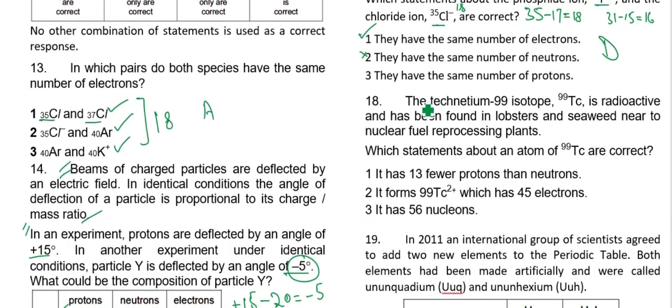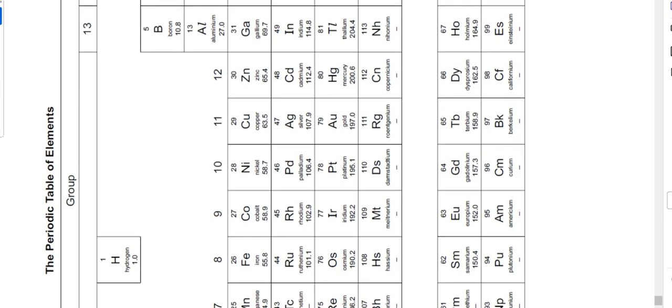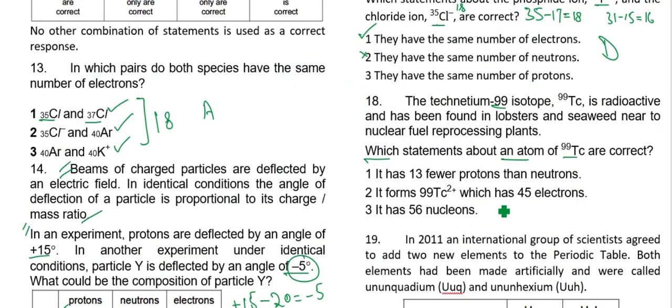Next it says technetium, with atomic mass 99, is an isotope and is radioactive as well. It asks which statement about an atom of technetium is correct. It has 13 fewer protons than neutrons. For this we need to find its atomic number. Let's find where technetium is. You can see here, this is technetium, with the atomic number 43. Just keep it in mind.